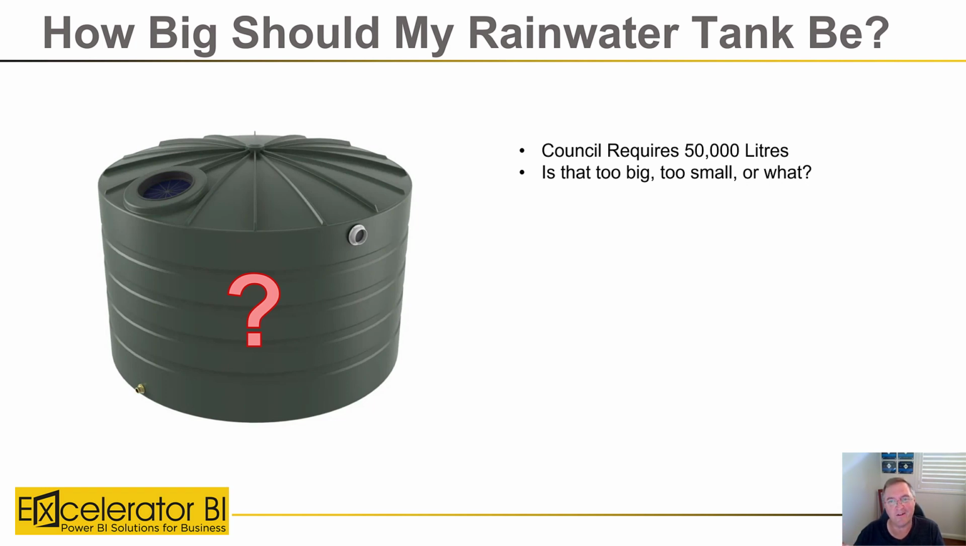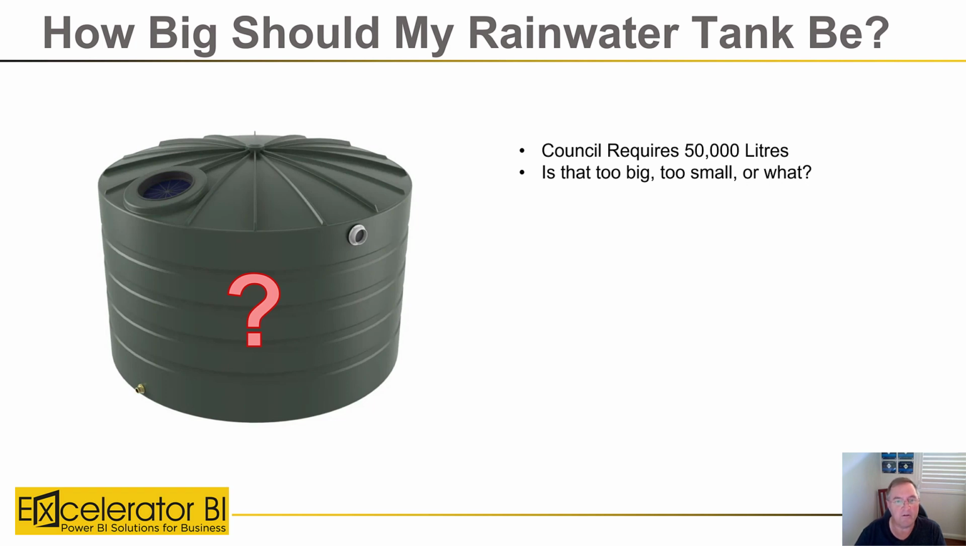Now that seems like a lot to me, and I want to go back and have a discussion with the council because I don't want to put in a 50,000 litre tank. I'd rather put something smaller, maybe 20,000. But if I'm going to have that conversation, I need to have some meaningful data to be able to talk to them about. So I'm going to work out, is 50,000 litres too big, too small, or what?